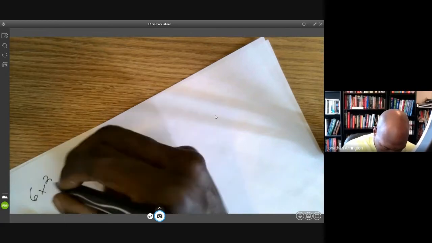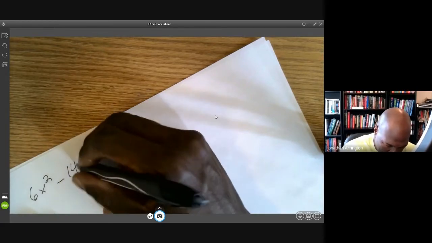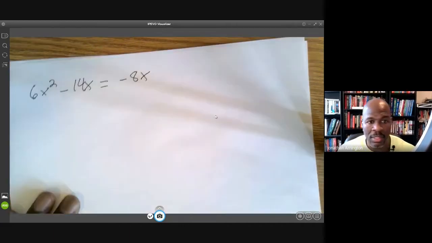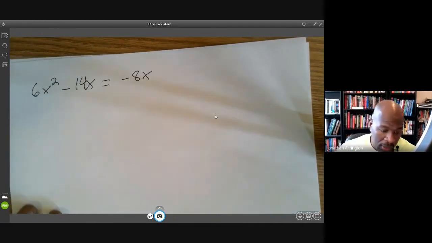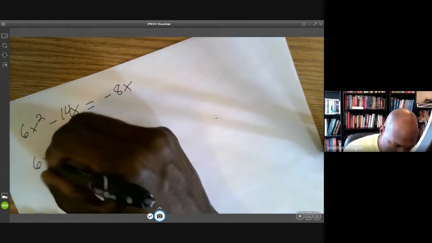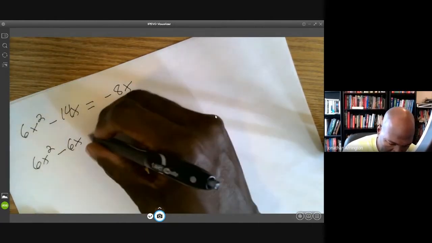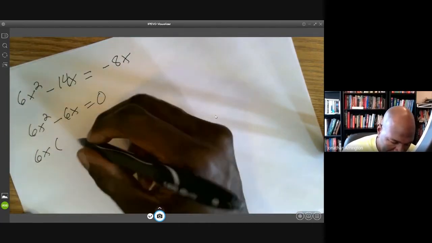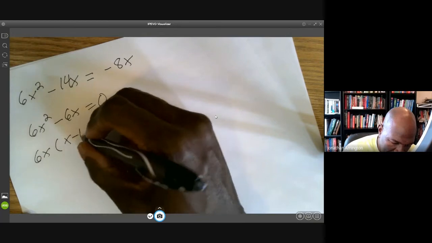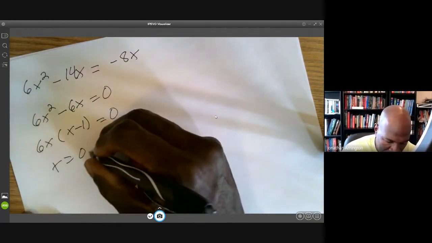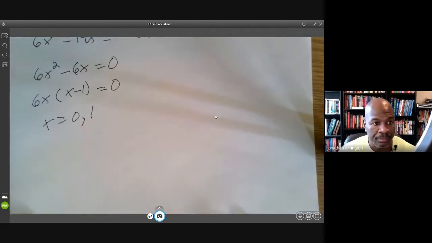So we'll say 6x squared minus 14x is equal to negative 8x. All right, so we're just going to solve for x. We'll add 8x to both sides, and we'll get 6x squared minus 6x equals 0. We'll factor out a 6x. We'll get 6x times (x minus 1) equals 0. And so the intersections are at 0 and 1.